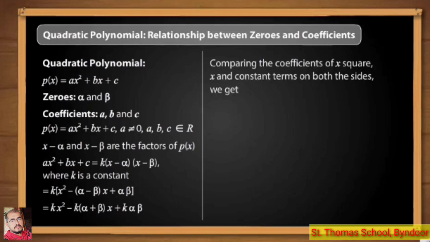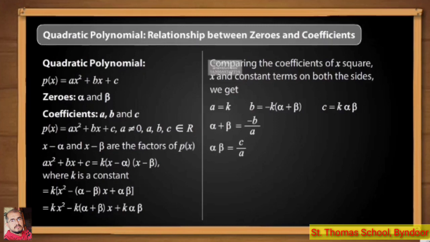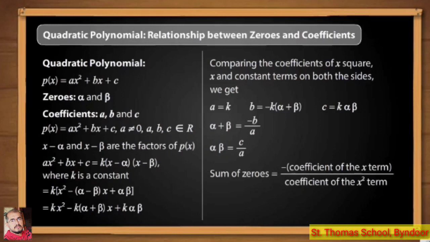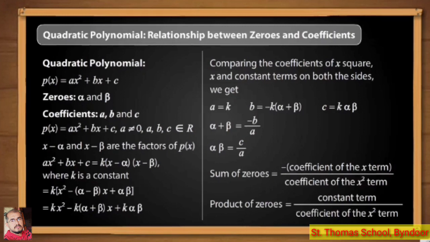When we compare the coefficients of x square, x and the constant terms on both sides, we get a equals k, b equals minus k multiplied by alpha plus beta, and c equals k multiplied by alpha multiplied by beta. This gives alpha plus beta equals minus b divided by a, and alpha multiplied by beta equals c divided by a. The sum of zeros is equal to minus the coefficient of the x term divided by the coefficient of the x square term. The product of the zeros is equal to the constant term divided by the coefficient of the x square term.